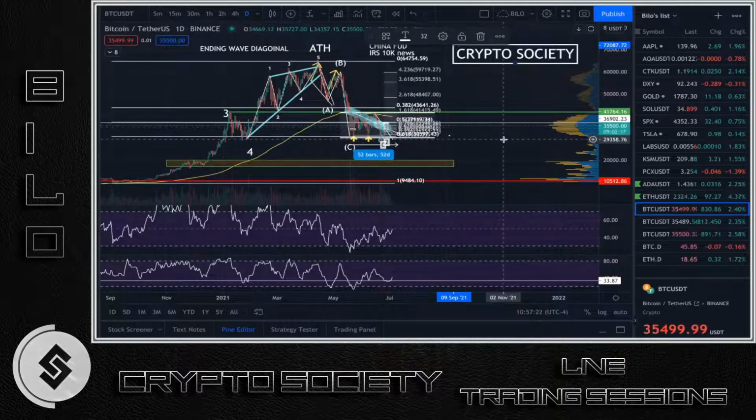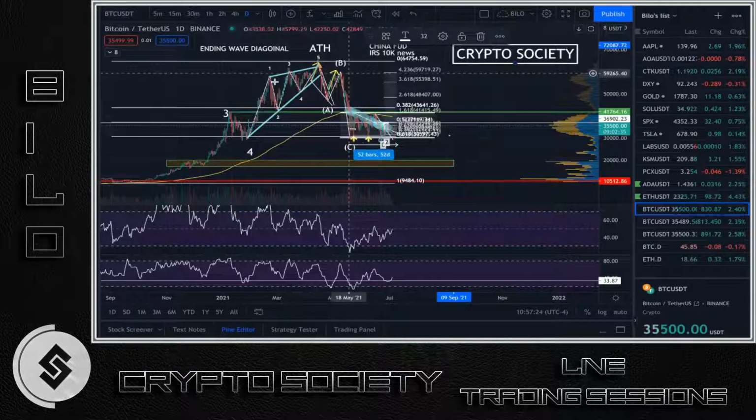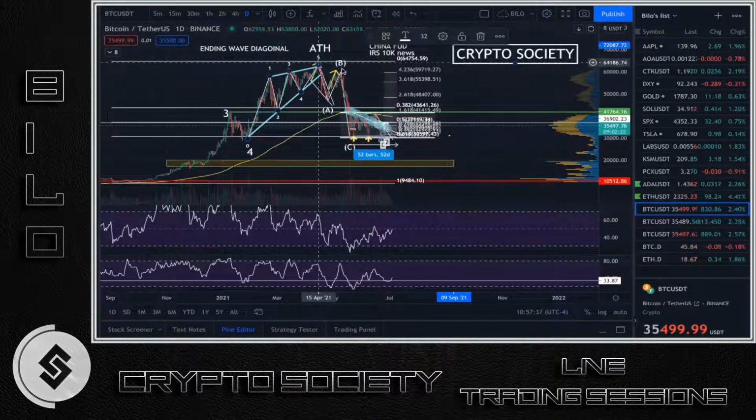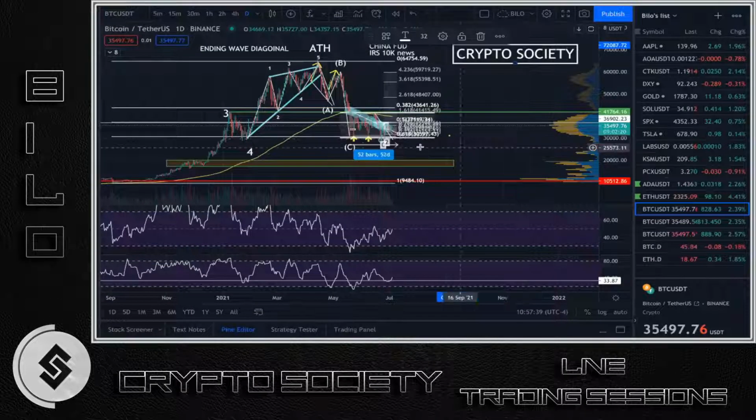We spoke a few times last time about what happened around here. It's an ending wave diagonal, which is a very bearish sign. It ended up with an ABC. It is a very perfect 1.618 Fibonacci extension from A to B to C. A lot of buy orders were stationed at 30K. We saw a very strong bounce, and then we've been in this accumulation zone.